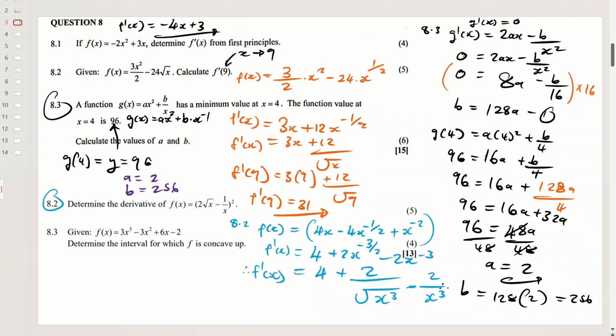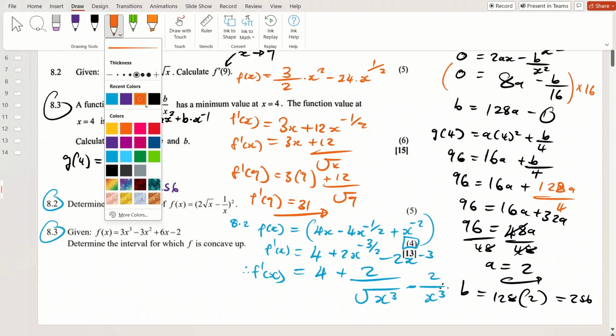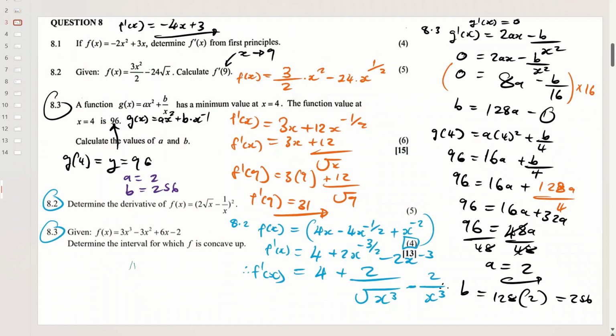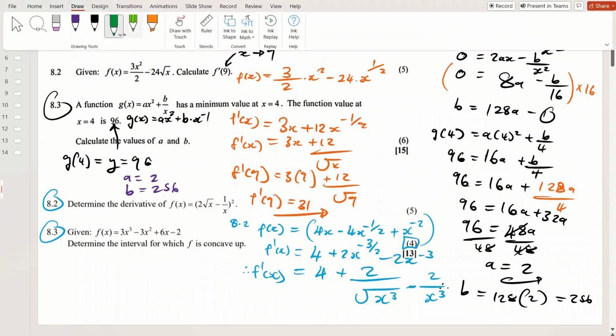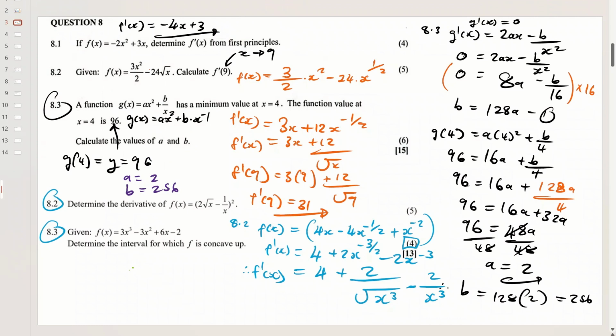Yeah? So now, guys, they say this is for 4 marks. Yeah, for 4 marks. So now let me see. I'm just going to use this one. Let me just use the light one. Yeah. So now they say that we're given a cubic function. You see the degrees there, it is 3, 2, and then 1. That's what a cubic function is.